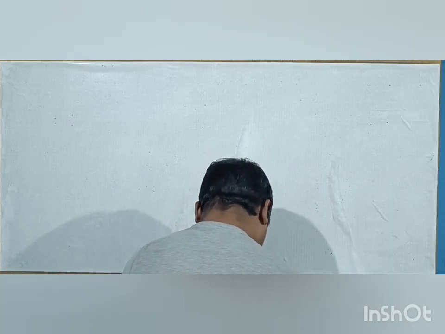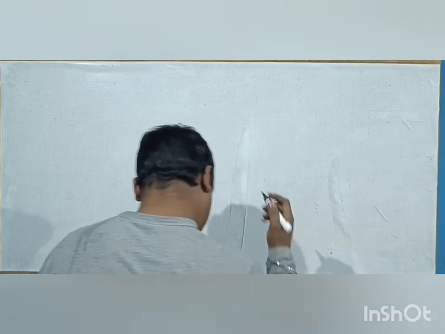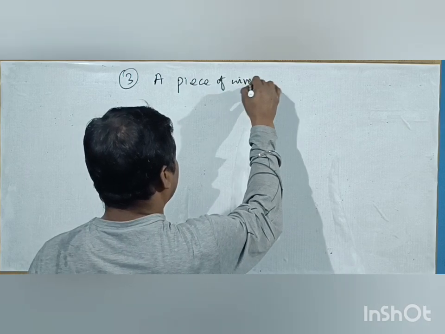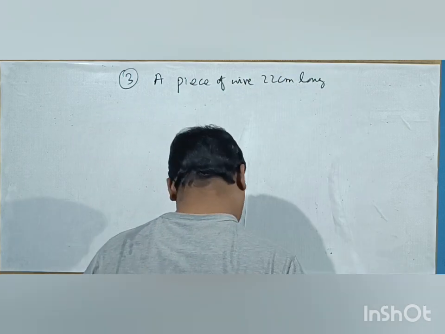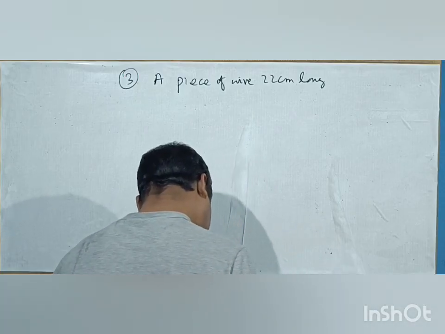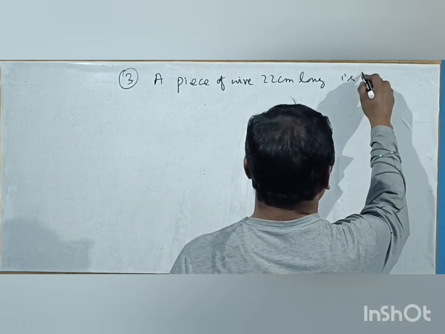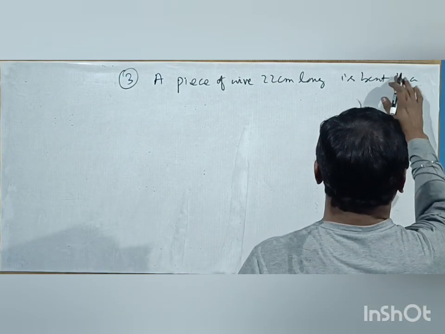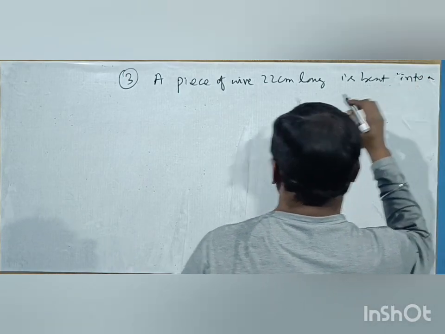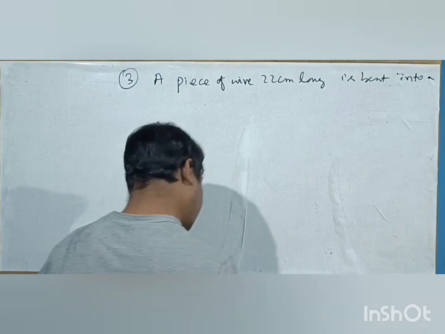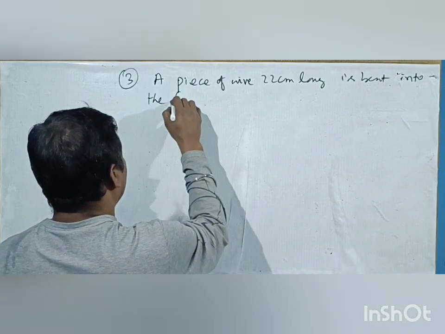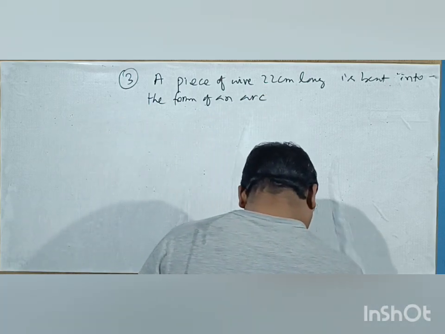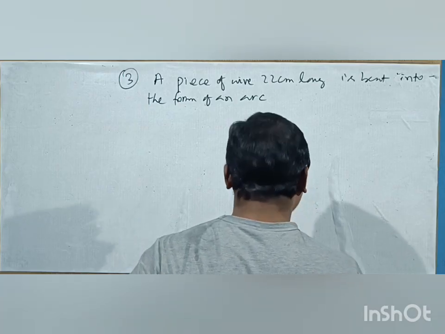The question is, a piece of wire 22 cm long is bent into the form of an arc subtending an angle of 60 degrees at its center.